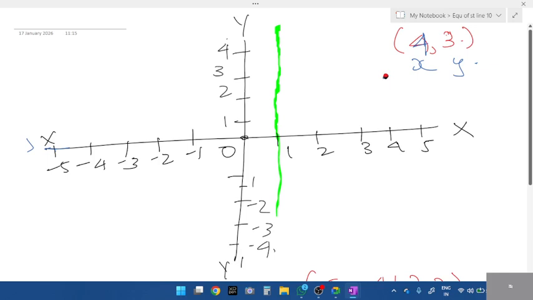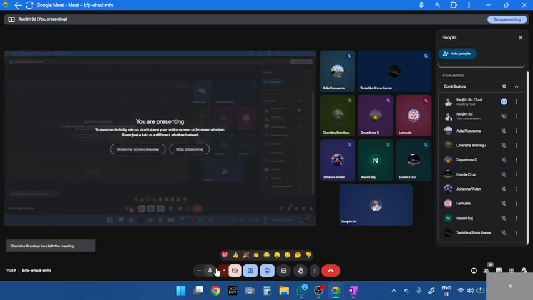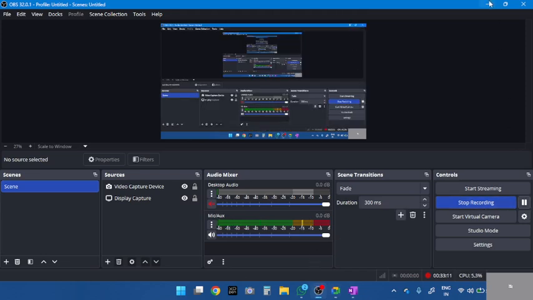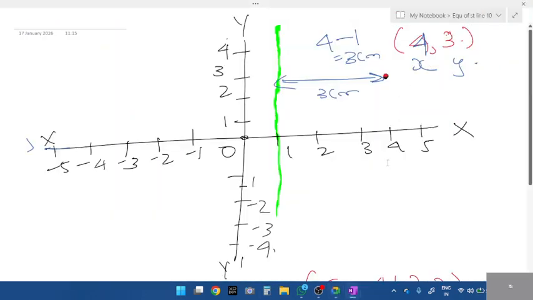Now, what is the distance? All of you will respond. What is the distance, students? 4 minus, where is the mirror? 1. What is 4 minus 1? Okay, 3 centimeters, students. So where will the image lie? In which coordinate? First tell me the coordinate, students. Opposite, it should be in the second coordinate, right?